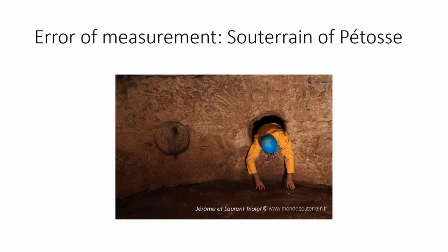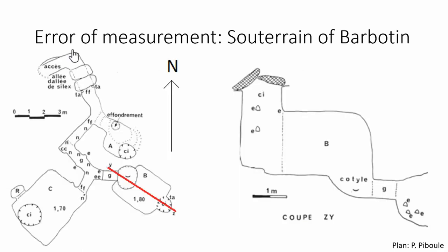I will give you two examples. Here we have a souterrain, and they had to make a link between two parts of the souterrain via a bottleneck. The problem is that they started to build a bottleneck here, but here it's leading nowhere. They have to do it here. So they started here, and next they moved here. As a first example, this is in Vendée.